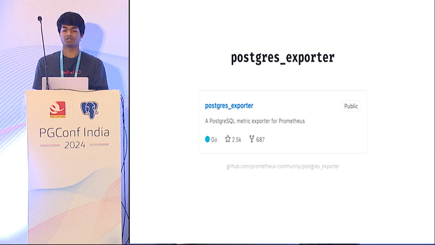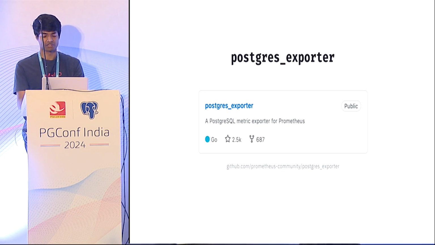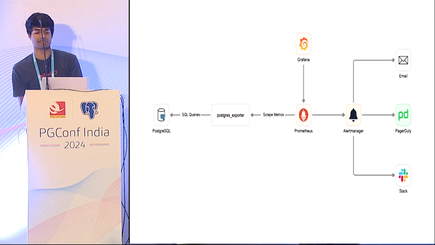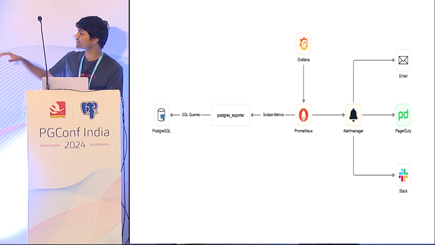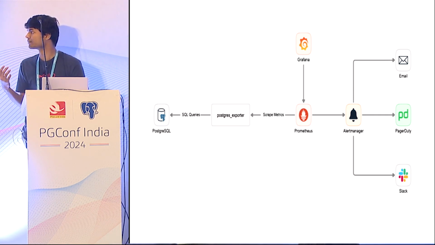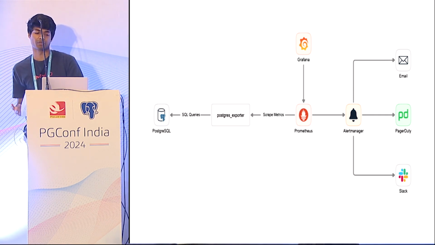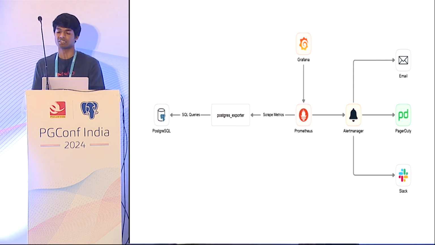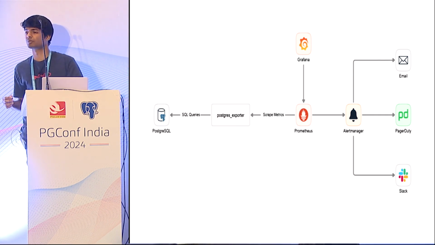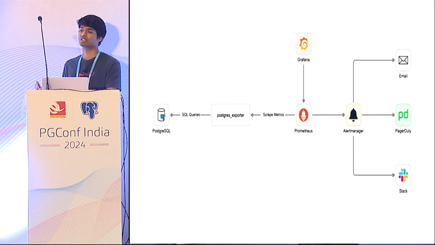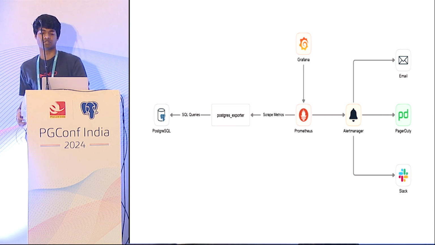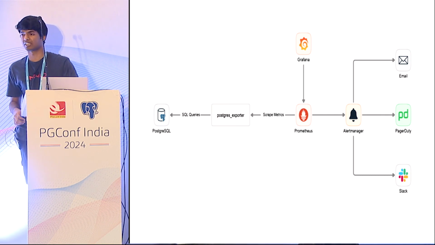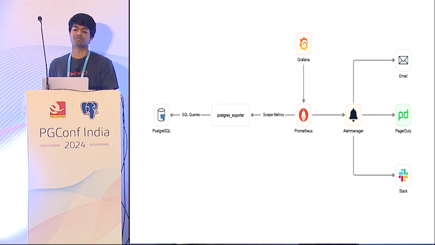When you set up Postgres Exporter, your setup will look something like this: you'll have your Postgres Exporter querying data from the PG catalog schema, and you'll have a scrape rule written in Prometheus that says we want to scrape Postgres Exporter every 15 seconds or every 1 minute, depending on how granular you want your observability data to be. So if you want 4 data points per minute, you can have a scrape interval of 15 seconds.